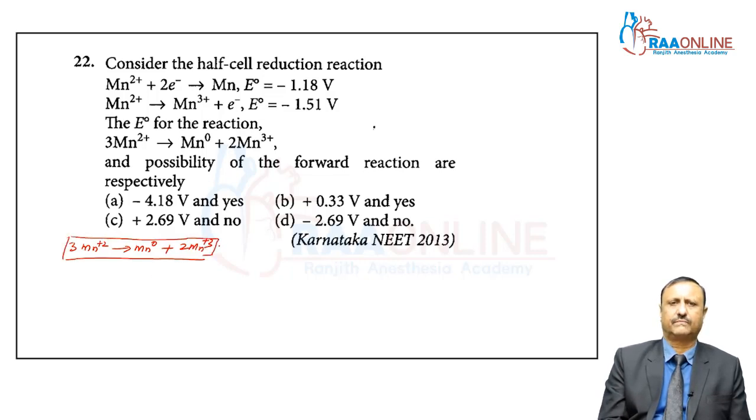Now here you can see the first reaction. Mn2+ is present as reactant here, and Mn is present as product. So, you can write this reaction as it is, Mn2+ plus 2 electrons gives Mn, E naught equal to minus 1.18 volt. Now, my dear students, in the second reaction, this Mn2+ is converted to Mn3+. Here you can see this half cell reaction Mn2+, and the same reaction here.